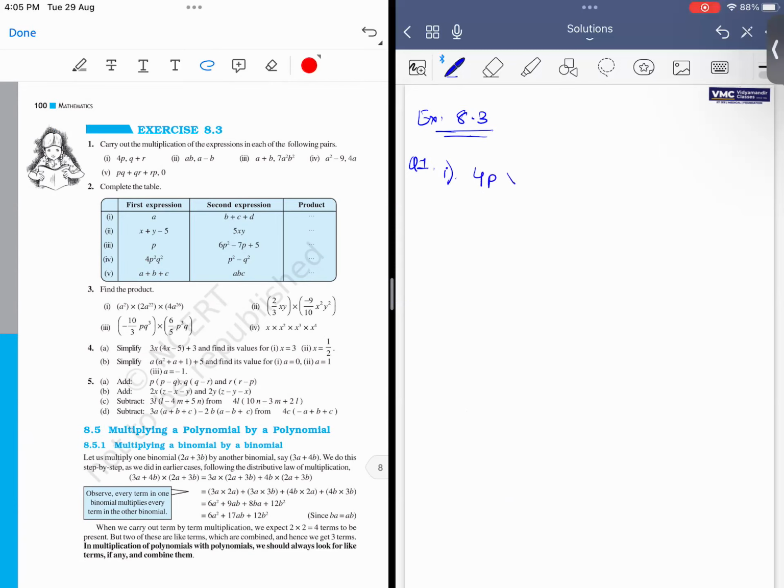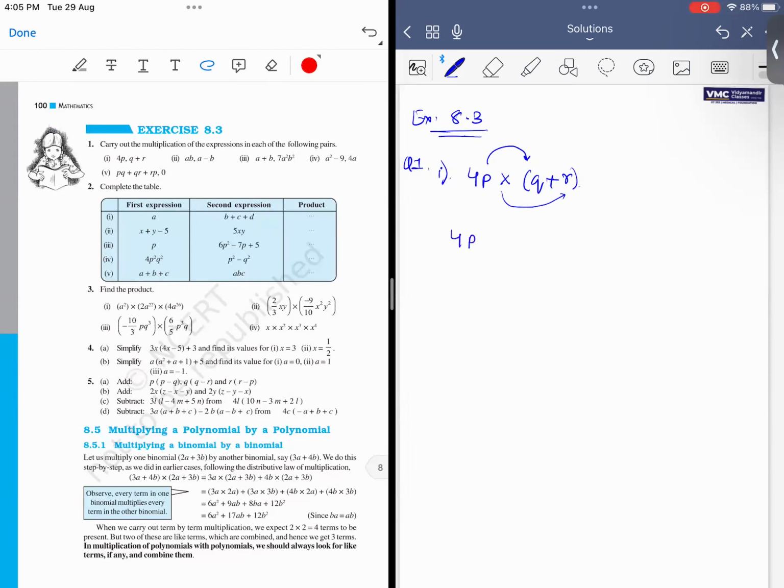So 4p into (q plus r). So q plus r is the expression, a single expression. It is a binomial, so we'll put it in a bracket. Now each of the terms, that is 4p, will be multiplied to each of the terms of the second expression. So when you open the bracket, 4p into q plus 4p into r. So 4pq plus 4pr.